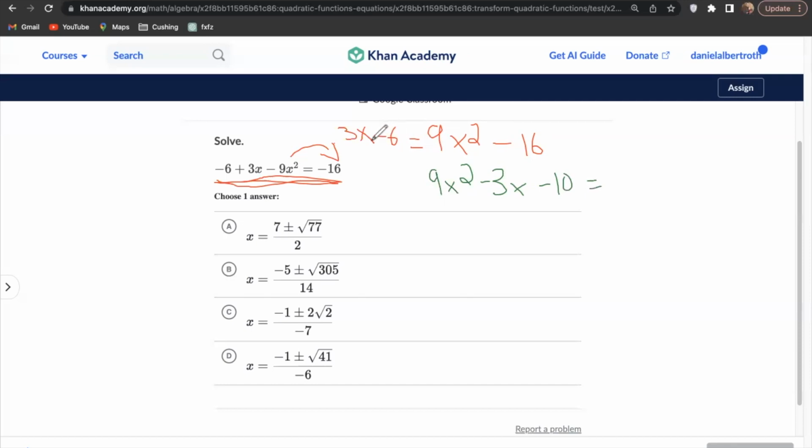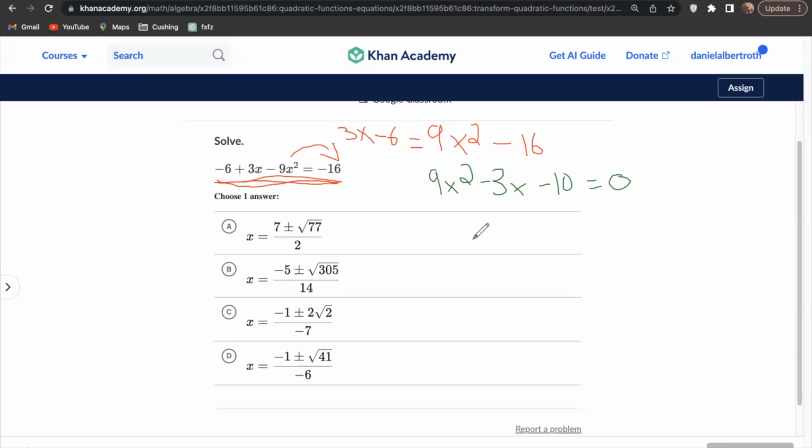And this equals on the other side now, I don't have anything left. I have 0. So what I've done is I've moved everything together, and I wanted to get the x squared positive. That's why I added 9x squared to both sides. So what I'm left with is 9x squared minus 3x minus 10 equals 0. This is in standard form.